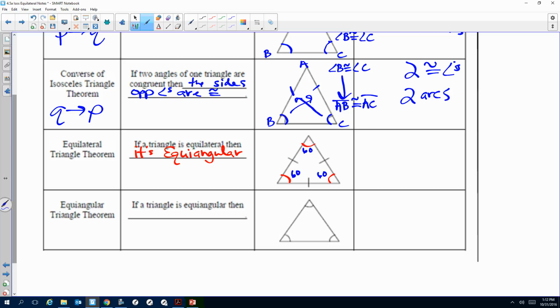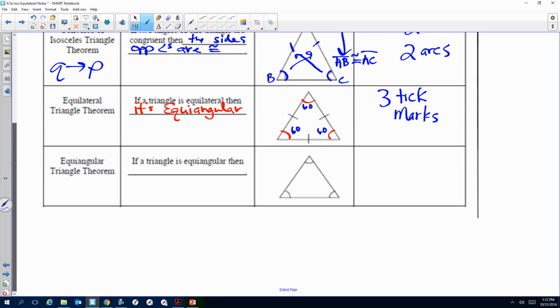Okay. What must be given to draw the conclusion? Three tick marks. Yes, that's the converse of that. So basically, if they show me three angles are congruent, if I know it's equiangular, then it's also equilateral. So they gave me the arcs, so now I can add the conclusion of the tick marks.